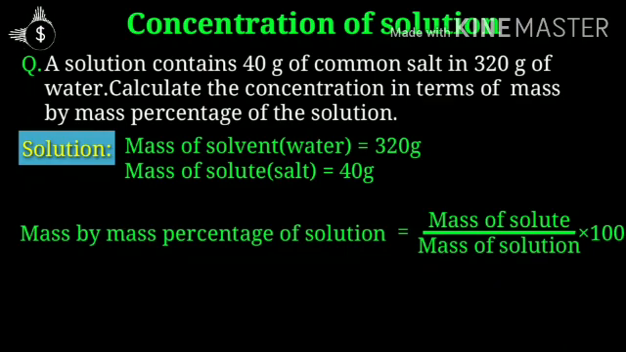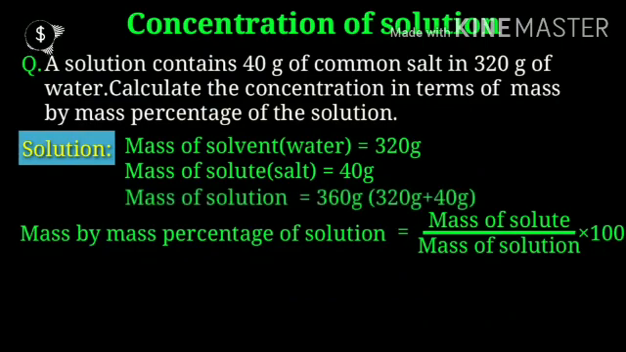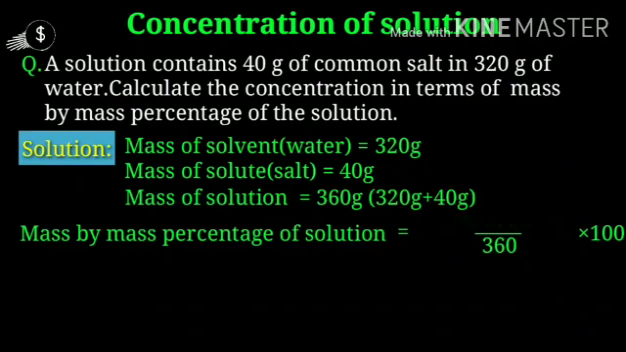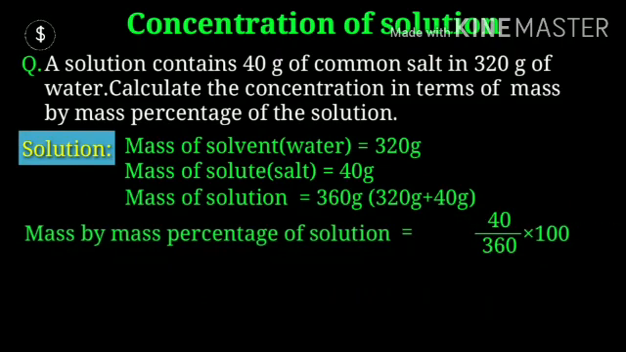So calculate the mass of solution. Mass of solution equals mass of solvent plus mass of solute equals 320 plus 40 equals 360 gram. So now put all the values in this formula. So what you will have? Mass by mass percentage of solution equals mass of solute, that is 40 gram, upon mass of solution, that is 360 gram, multiplied by 100. So 40 upon 360 into 100.